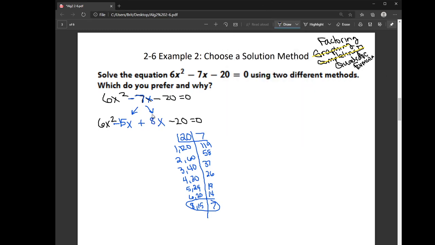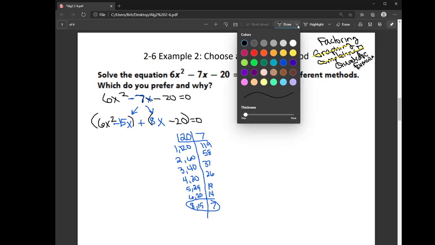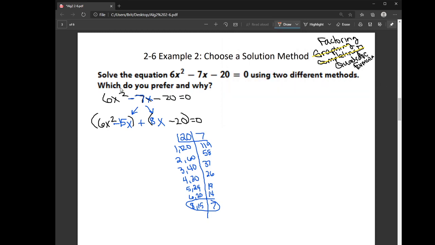Alright, so now with factoring by grouping, we put them in parentheses, making sure to put the plus between them. And then we factor out our GCFs, our greatest common factor. So here, my greatest common factor is 3x, because 3 goes into both 6 and 15. If I divide that out, 3x divided from the 6x squared is 2x. And negative 15x divided by 3x is negative 5. Then we do the same thing here. I believe it's a 4.